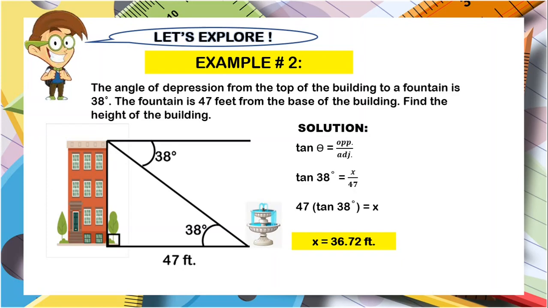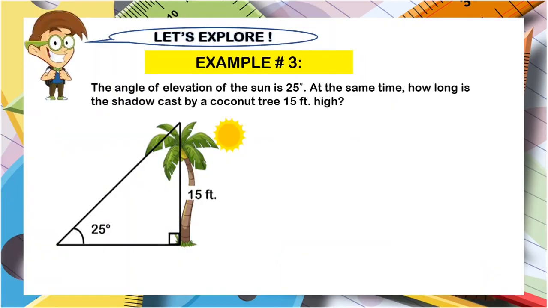Now, let's proceed to the third example. The angle of elevation of the sun is 25 degrees. At the same time, how long is the shadow cast by a coconut tree 15 feet high? Since two legs of the right triangle are part of the problem, we use tangent ratio to solve the problem. Then, let us set up the equation by substituting the unknown and the given to the equation. Thus, we have tangent 25 degrees is equal to 15 divided by x.